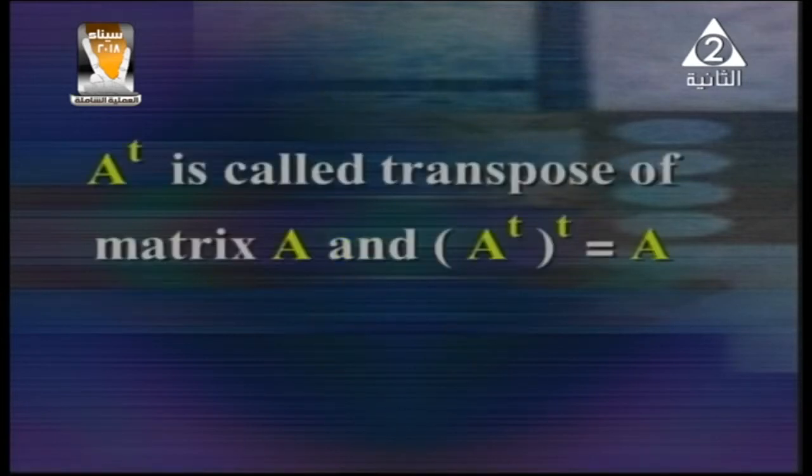AT is called the transpose of the matrix A, and we deduce that (AT) to the power T equals A. What do we mean? The transpose of the transpose of a matrix equals the same matrix. This is the rule: (AT) to the power T equals A.